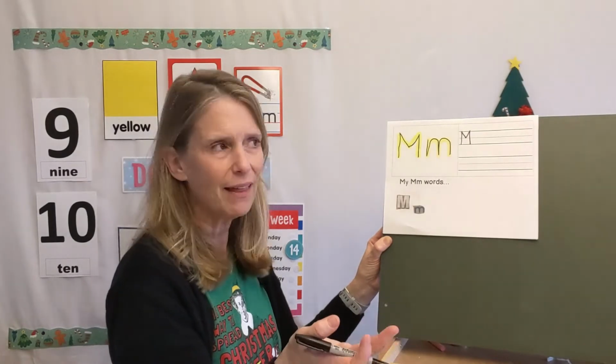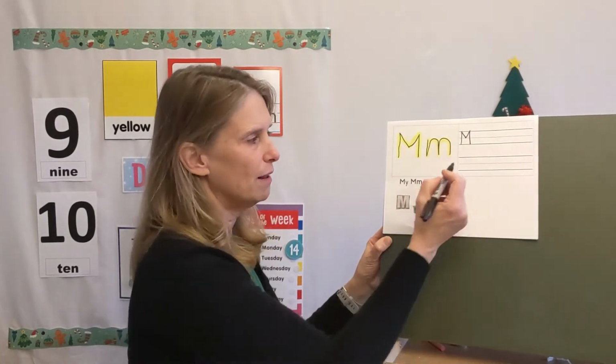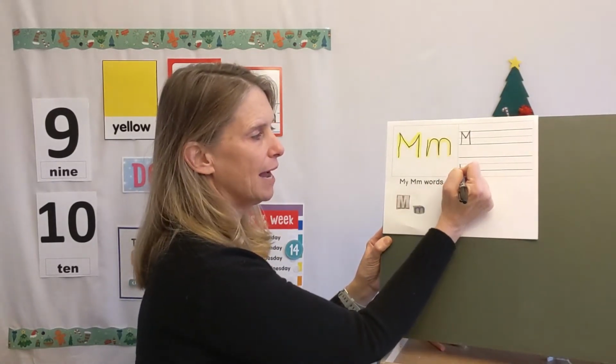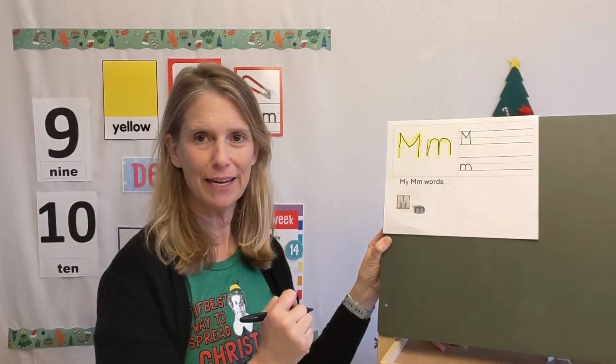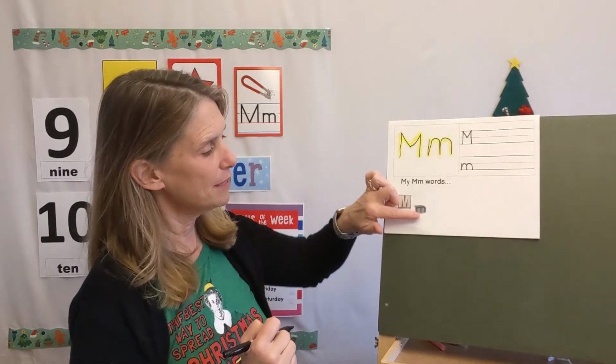And middle, we have a lot of M words. Middle is an M word as well. We start at the middle, we go down, back up, and bump on the line to come down. Back up and bump on the line to come down again. There's our lowercase m. So here are the M's that I found.